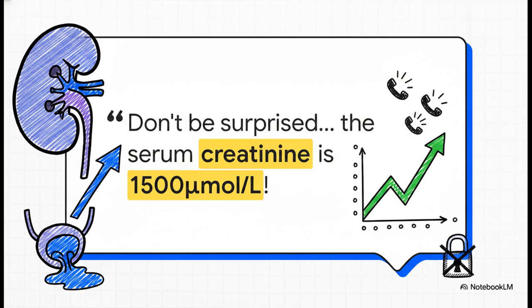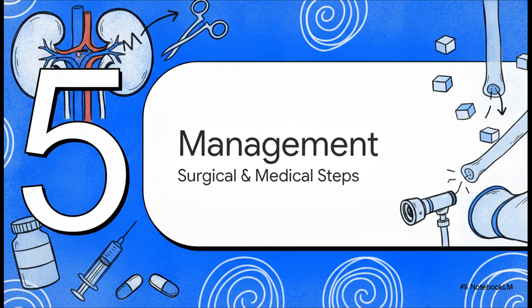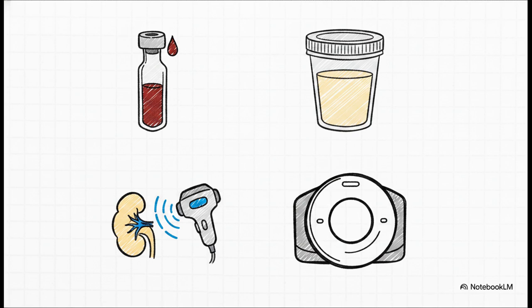But here's the really amazing news. Once you finally relieve that chronic obstruction, the renal function usually bounces right back to baseline after a few days. So it's severe, yes, but highly reversible damage. All right, let's get into Section 5, surgical and medical management. Let's figure out exactly how to diagnose and fix these blockages.